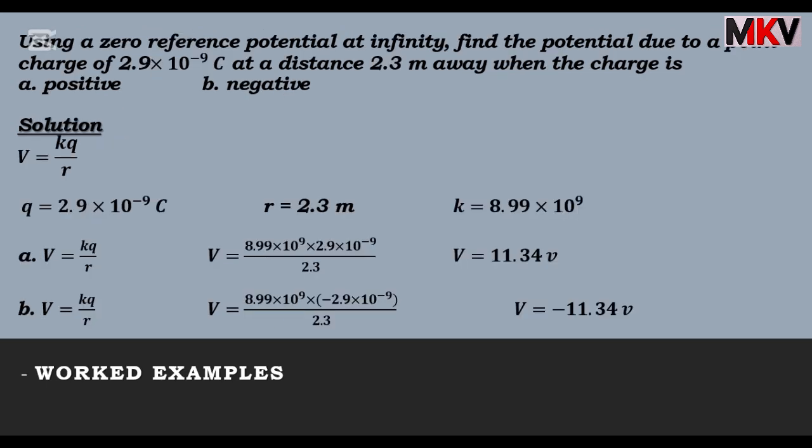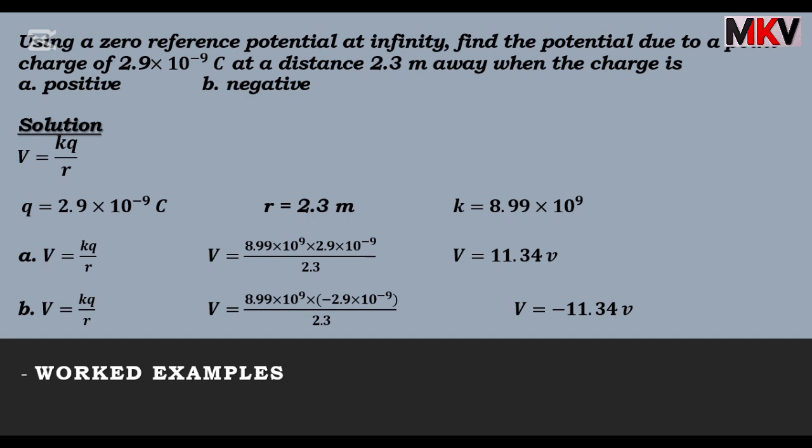Now, the next question. Using a zero reference potential at infinity, find the potential due to a point charge of 2.9 times 10 to the power minus 9 coulomb at a distance 2.3 meters away when the charge is A positive and B negative. So we are finding the potential, and in the solution we first state out our equation for potential, which is V equals KQ over R.